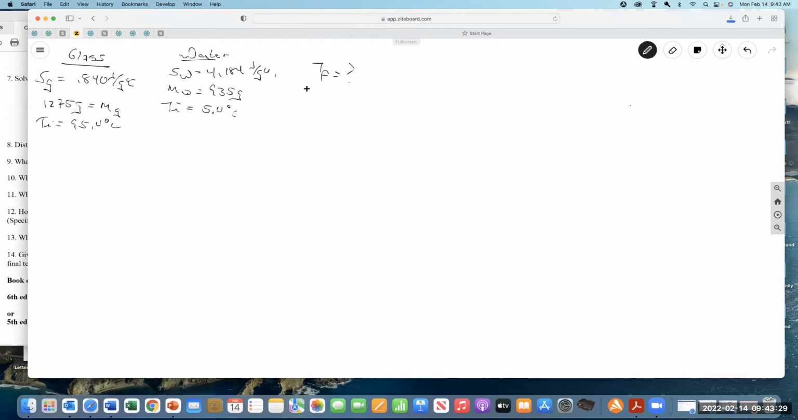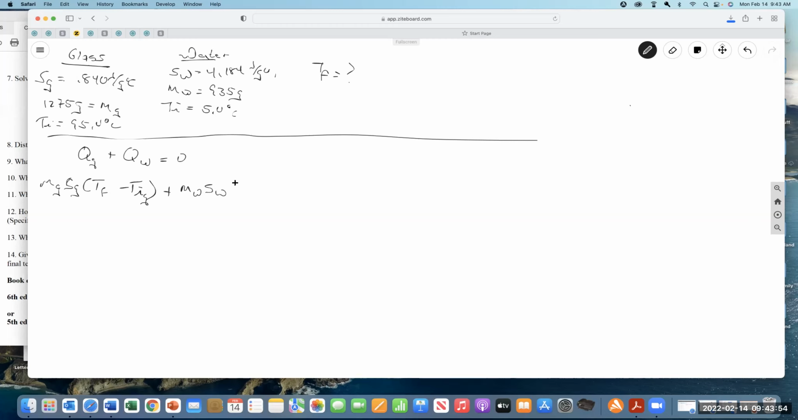All right, so to do this problem, we have the Q of the glass plus the Q of the water equals 0, which means: the mass of the glass, specific heat of the glass, TF minus TI of the glass, plus mass of the water, specific heat of the water, TF minus TI of the water equals 0. So when you have two things in contact, the law of conservation of energy comes into play. The sum of the heat changes is 0.